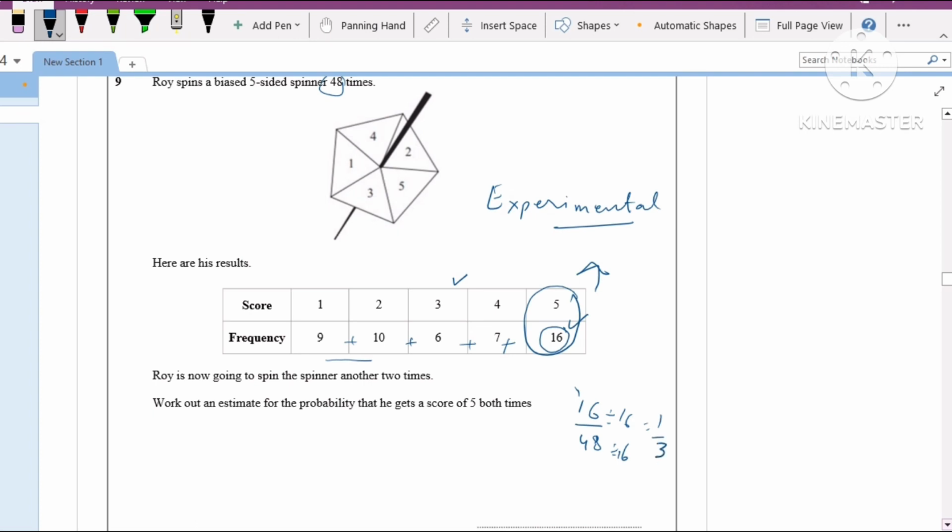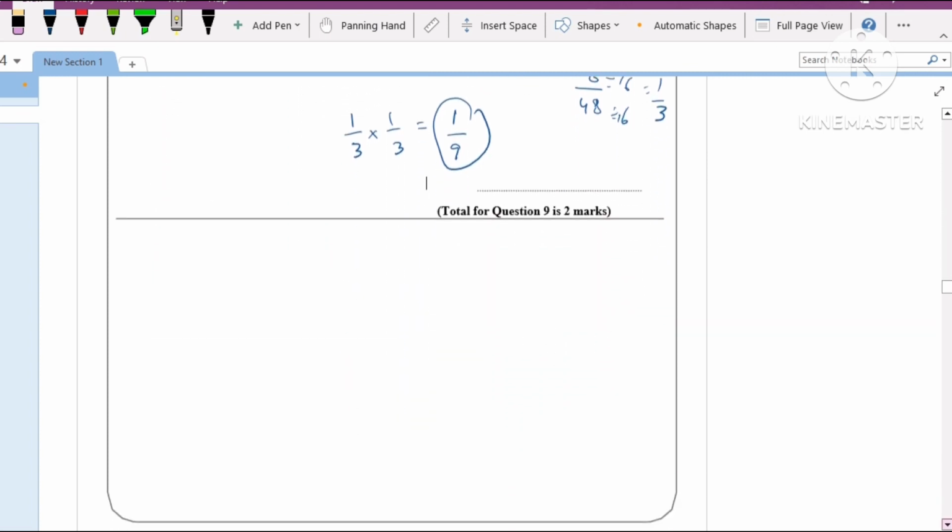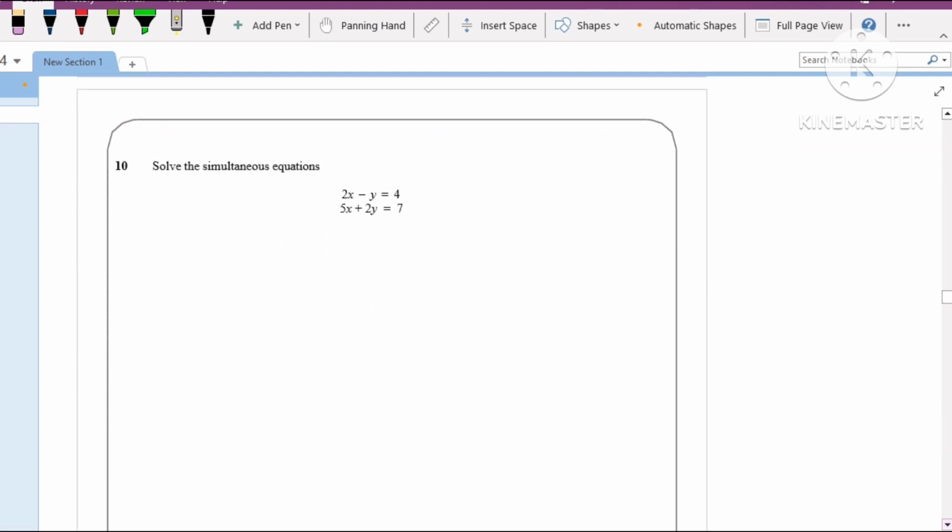So this is the probability for 5 the first time and 5 the second time, because this is a spinner, and spins are independent. So the next probability can never be changed, because this is a spinner. So 1 times 1 is 1, 3 times 3 is 9. So this is your answer for this question, and this question was from experimental probability. And this is question number 9. Question number 10 is about simultaneous equations.